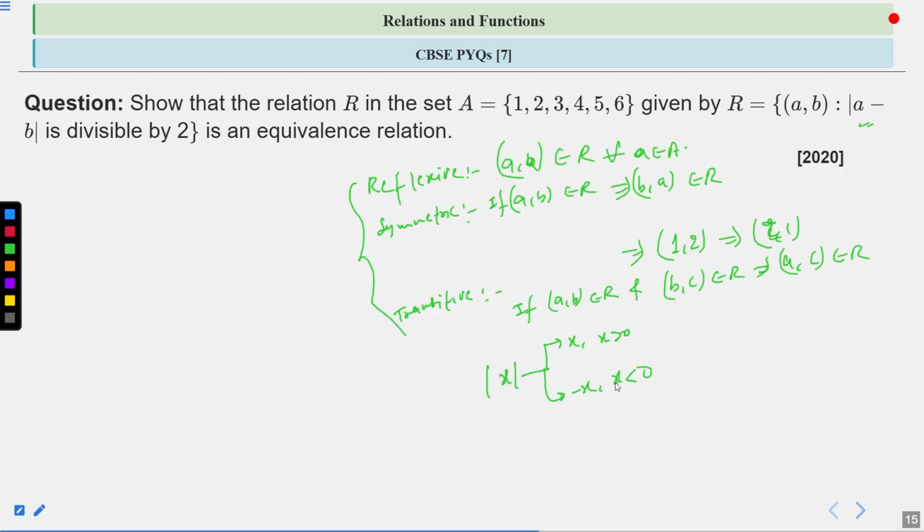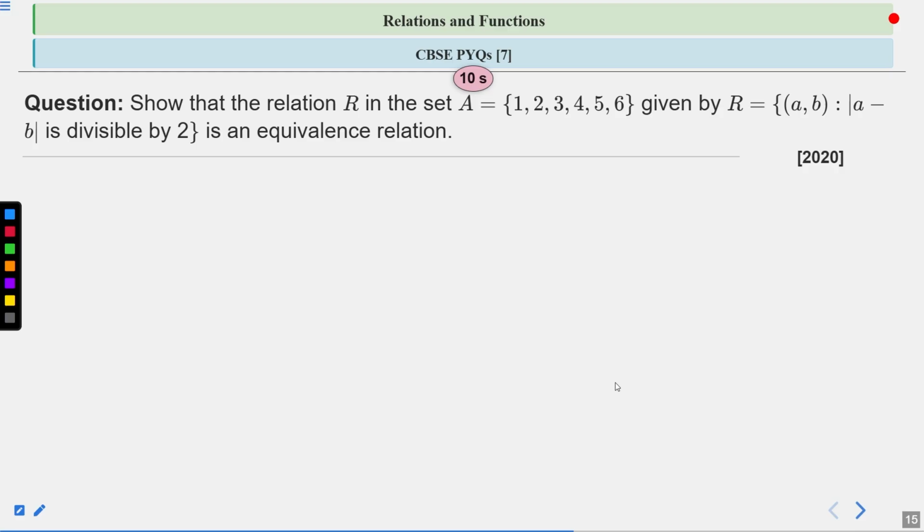So we have to basically define the relation R such that the absolute value of a minus b should be divisible by 2, right? Okay, you have 10 seconds to solve or think about this question. After that, we will discuss the solution part.